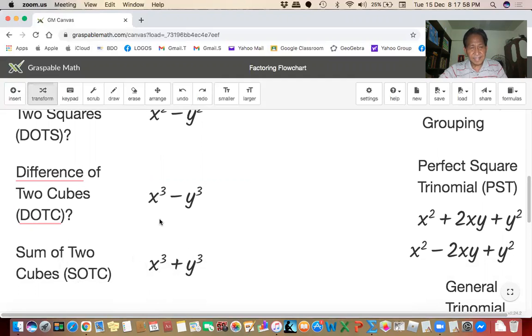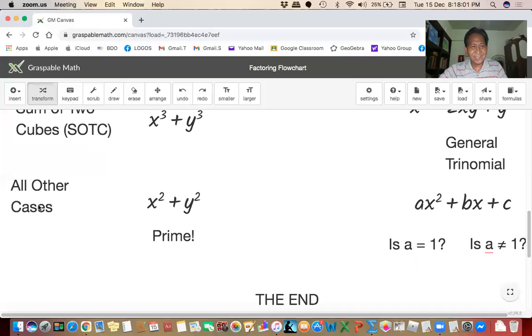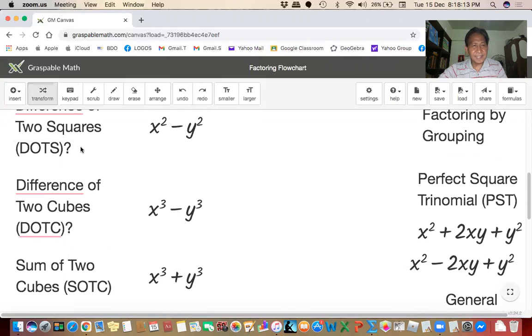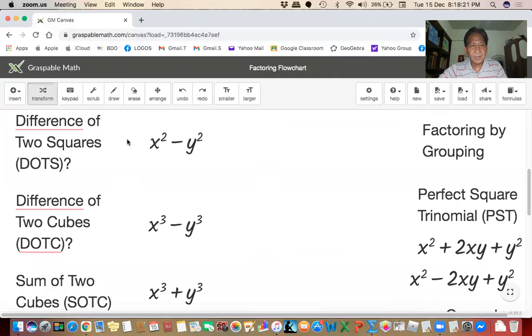Now, all other cases of binomials, including a sum of 2 squares, are considered prime. Prime means you cannot factor them. So only these 3 are factorable, meaning after taking out the common monomial factor, these are the only special factorizations that can be done. Nothing else.